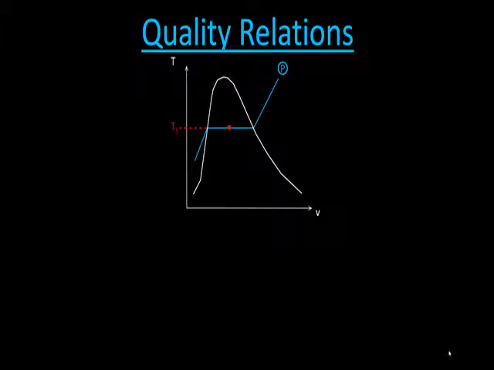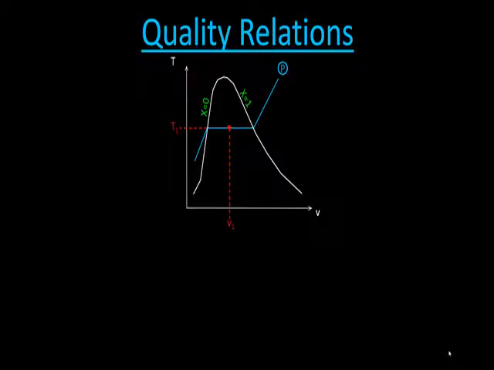If we're at saturated temperature, then we know we're somewhere inside the mixture region. So we have our quality, which we'll say is at specific volume 1. It's somewhere between the saturated liquid line and our saturated vapor line.